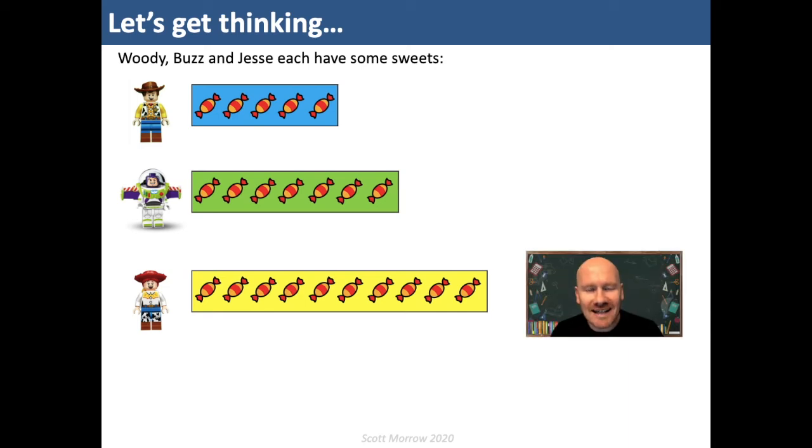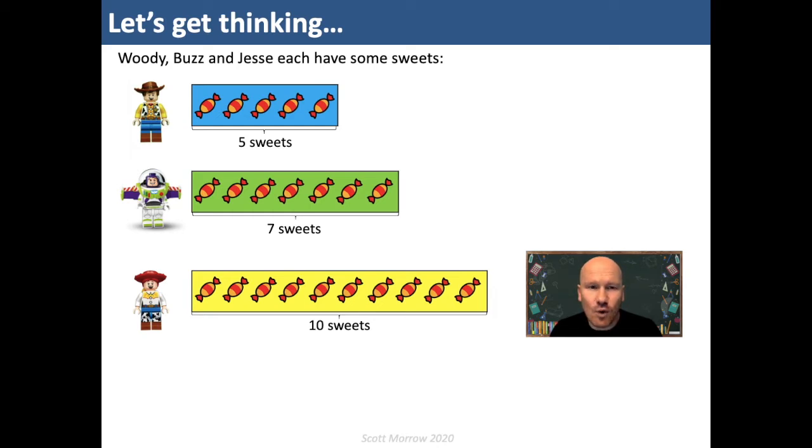To begin with, let's get thinking. Here we've got Woody, Buzz and Jessie, and they've each got some sweets. Woody has 5 sweets, Buzz has 7 sweets, and Jessie has 10 sweets. Now I'm not interested in you calculating the whole amount or the difference between the amounts. I'm going to tell you those. I'm interested in the questions that you can come up with based on that information. So you're really going to have to think about what you want to ask and what information you need to give in the question so that somebody else could solve it.